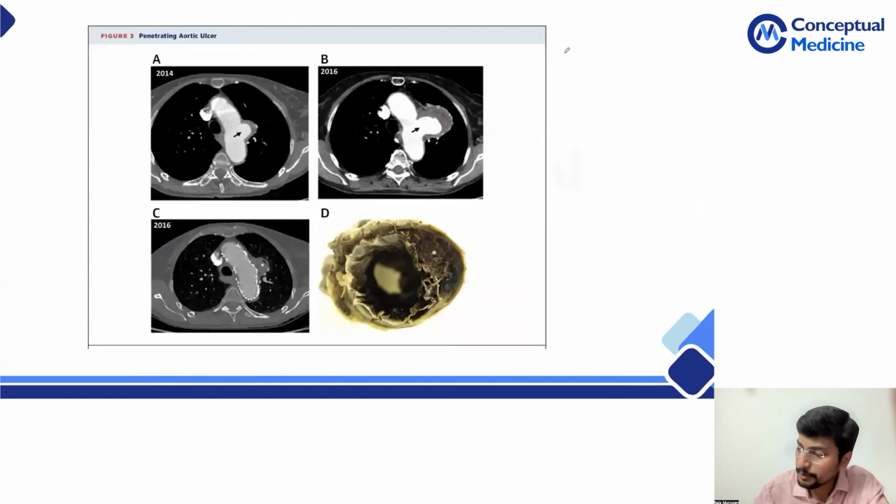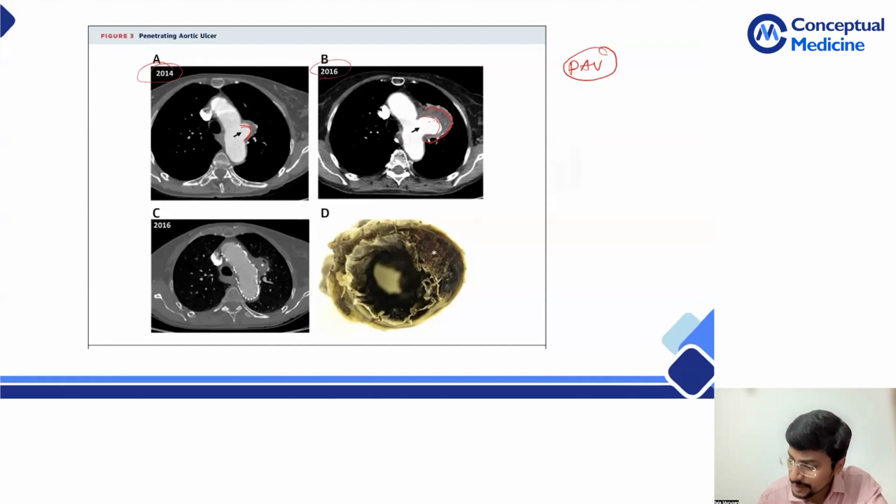So this is PAU, penetrating atherosclerotic ulcer. You see a nipple-like projection here. This is that penetrating atherosclerotic ulcer. This was from a patient who came in 2014, asymptomatic. In 2016, he presented with acute aortic syndrome, where if you can see, outside this aorta there is this black portion which is increased. So this is predominantly IMH with hemorrhage, because of this penetrating atherosclerotic ulcer.